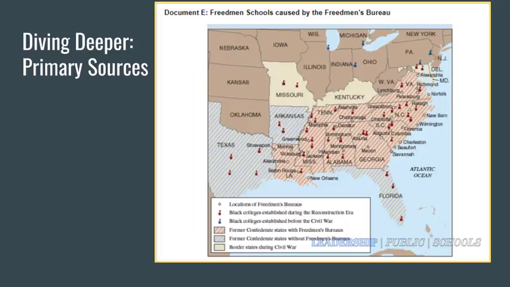Document E has two parts, the first part being a map showing freedmen's schools that were started by the Freedmen's Bureau. Each of the red spots on this map shows the formation of a black college established during the Reconstruction era. Many of these were very important institutions that helped to educate a future leadership class of African Americans. This would be essential to later efforts for civil rights, including the modern civil rights movement led by the Reverend Dr. Martin Luther King Jr.